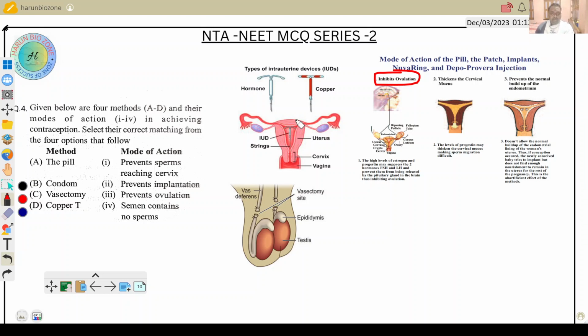Number 2, thickening of the cervical mucus. The cervical mucus is in the cervix region where the sperm enter into the uterus, and this region becomes thick. So the sperm passage is blocked. Number 3, it prevents the normal build up of the endometrium. The normal endometrium that builds up for implantation is stopped by using the pill.